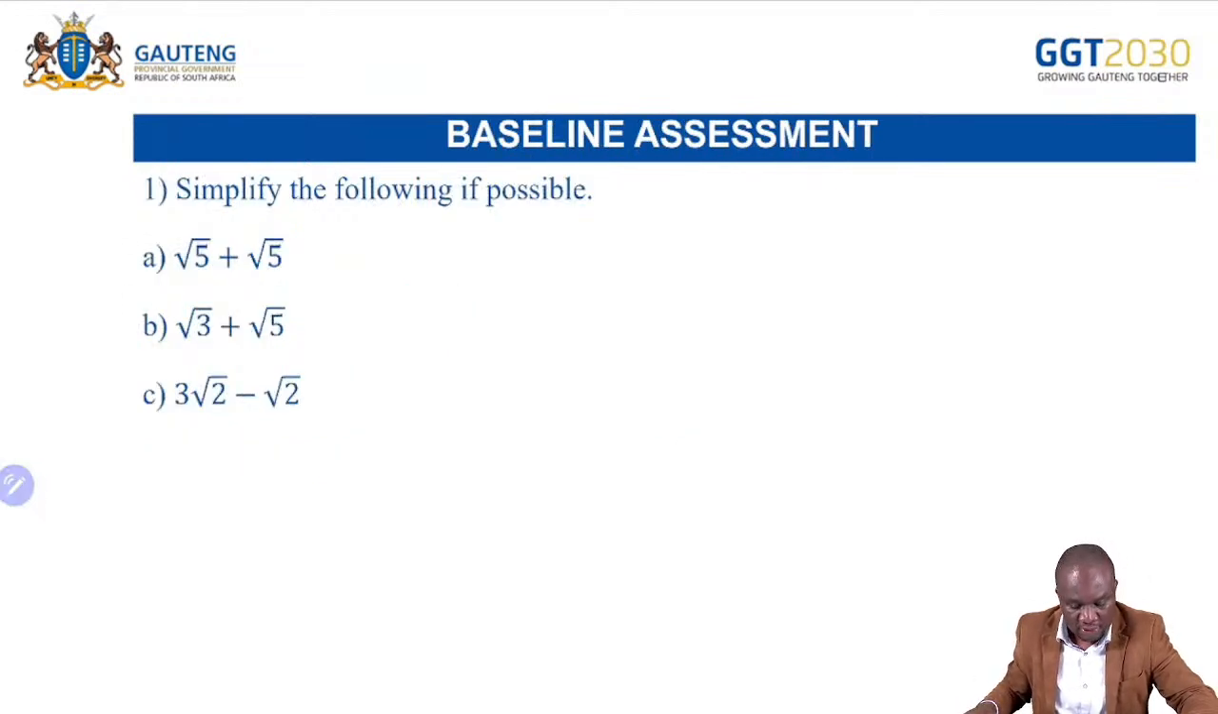I want you to try this baseline activity, and let me give you 3 minutes. Simplify the following if possible. If it's not possible, we leave it as it is. So it's A, B, and C. Let's do this in 3 minutes.